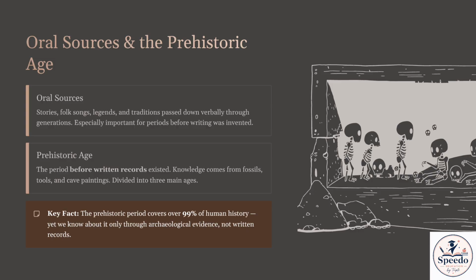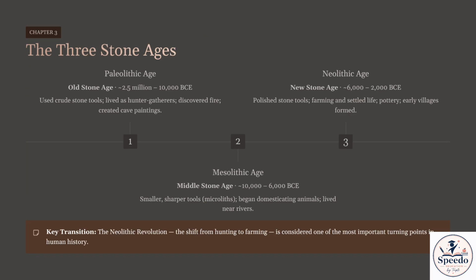The prehistoric age. Now let's move to one of the most interesting parts of this chapter, the prehistoric age. The word prehistory means before history was written. This was the period when human beings had not yet invented writing. Since there were no books or written records, historians cannot study this period through documents. So how do we know about prehistoric people? The answer is through archaeological evidence.